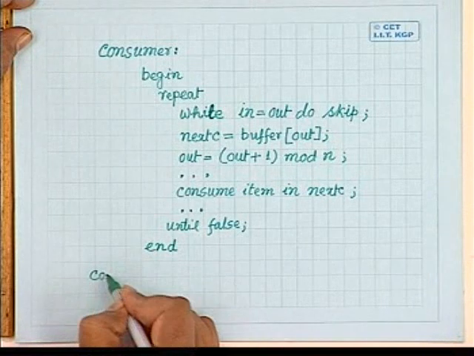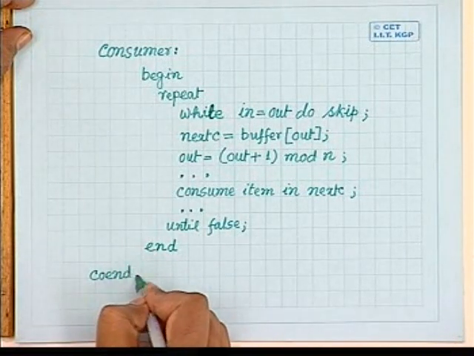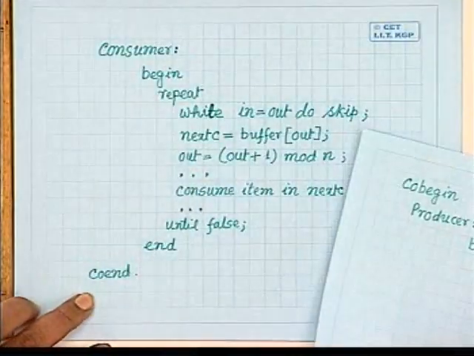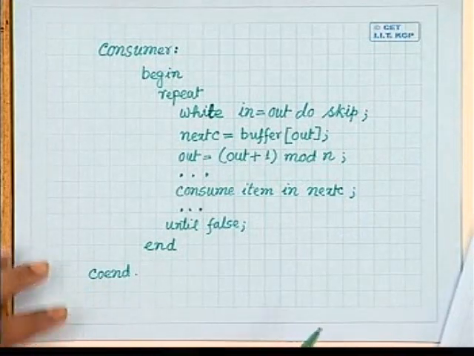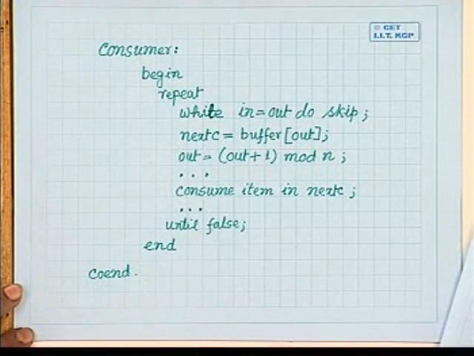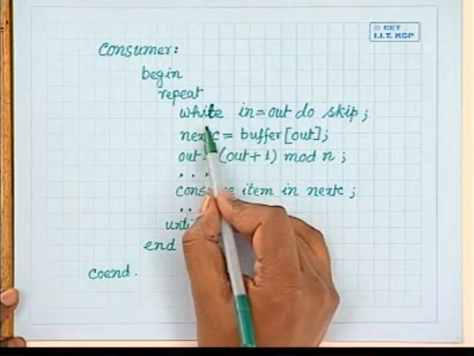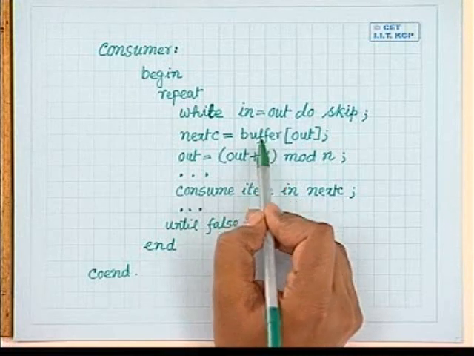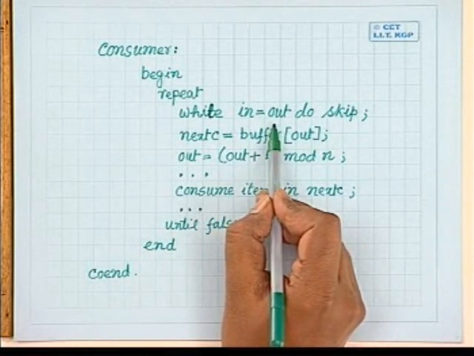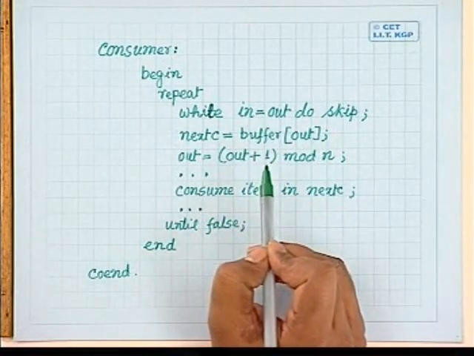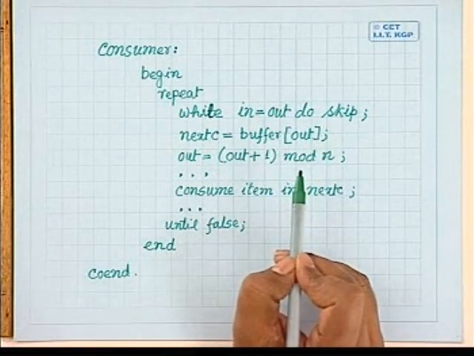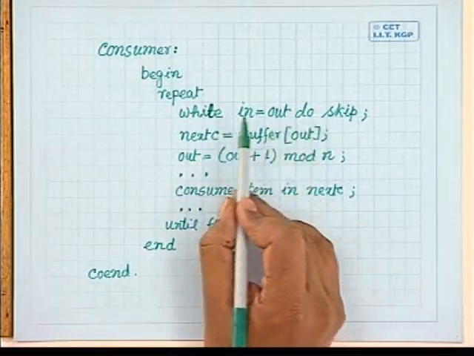And then we'll put the co-end structure. So, we have co-begin here and co-end here. These two, producer and consumer processes, are under the same co-begin co-end structure. In the consumer process, it checks whether in is equal to out or not. If in is equal to out, that is the condition that the buffer is empty. When the buffer is empty, obviously there is no item in the buffer which the consumer can consume. So, the consumer process will wait in this while loop.